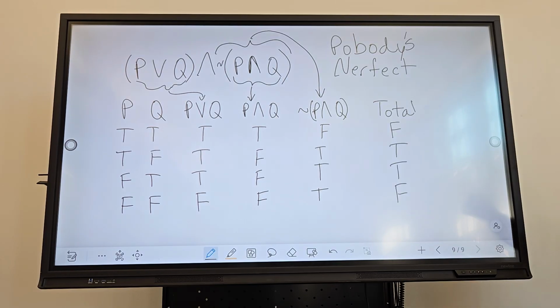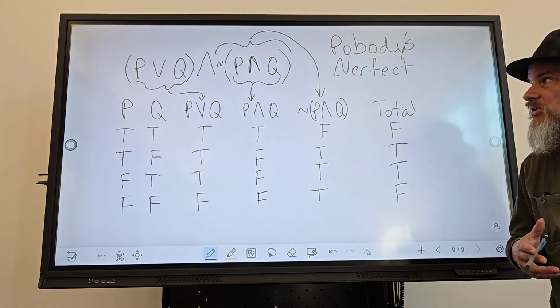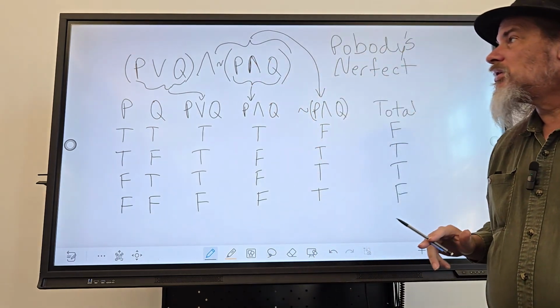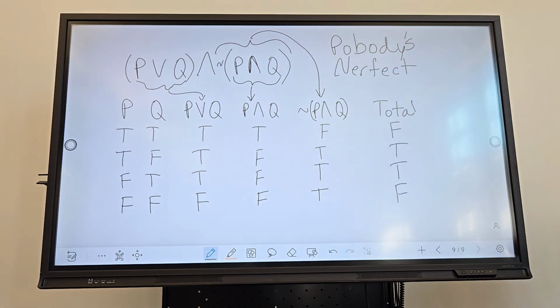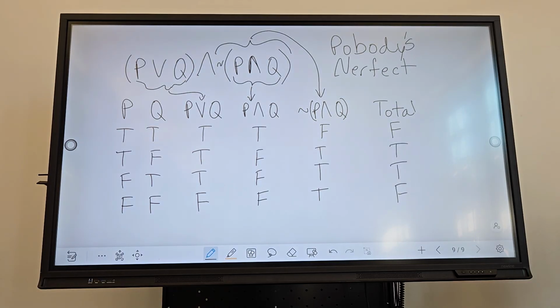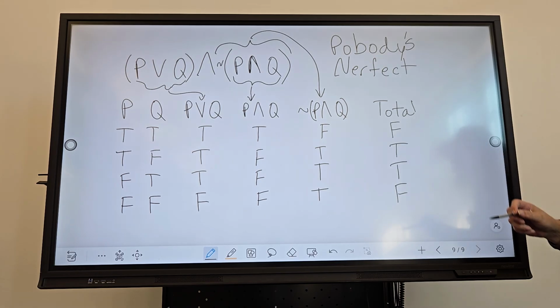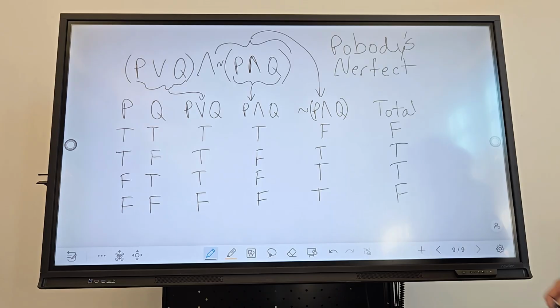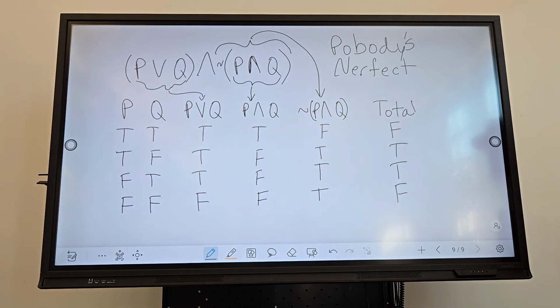Step by step, you just break it down into easy, manageable components. You don't look at the whole thing together. You know, chopping down a forest, you do it one tree at a time, not the whole thing all at once. So break it down, do a column for each part, and then put it in the total.